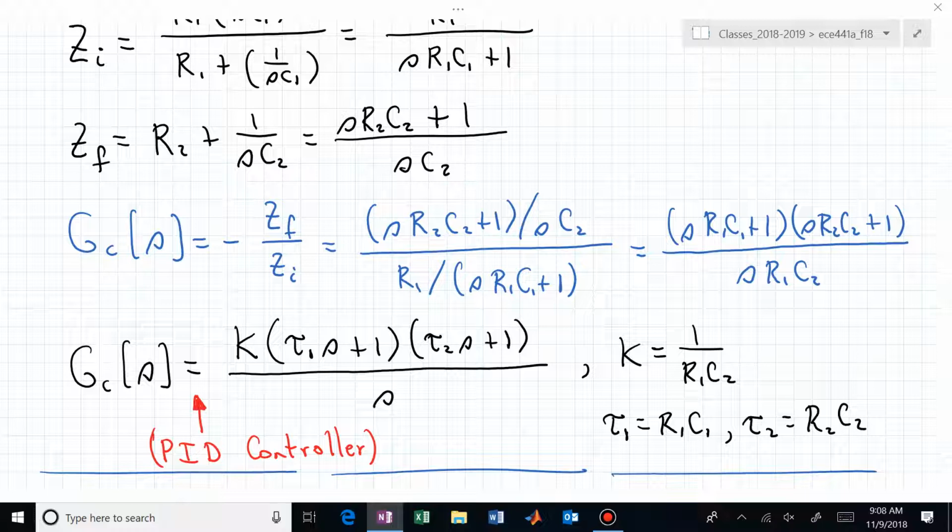You have a gain K, which is really 1 over R1, C2. You have a time constant for one of those zero factors. Where's the zero located? Well, that's at S equal to minus 1 over tau 1. Where's the other one located? Well, that's minus 1 over tau sub 2. So now you have the ability to sprinkle two zeros on your complex plane. The pole is fixed. That's at the origin. But this now represents a PID controller.